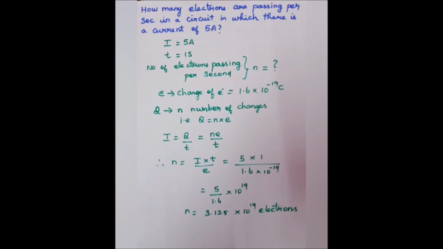We know that the mathematical expression for current is I equals Q by T. What is Q? Q equals NE. Therefore, I equals NE by T. We have to calculate N. Rearrange the equation. Therefore, N equals I into T by E. I equals 5 ampere current, T equals 1, so 5 into 1 by the charge of electron E equals 1.6 into 10 power minus 19. If you calculate this, you get the answer 3.125 into 10 power 19 electrons passing per second at 5 ampere current.